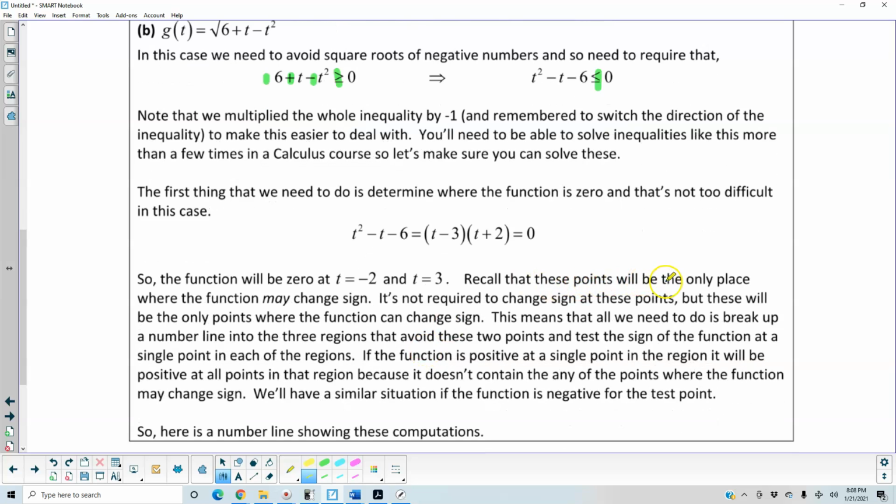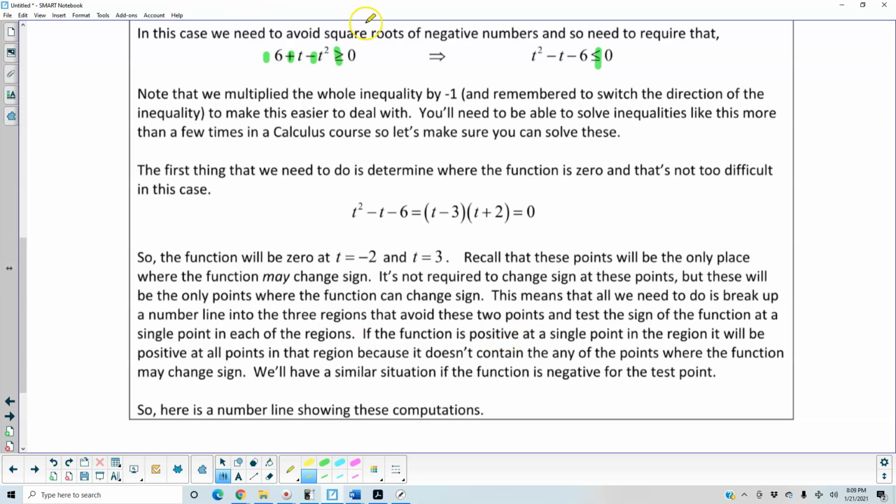Now, these points will be the only place where the function may change sign. It's not required to change sign at these points, but these will be the only points where the function can change sign. This means that all we need to do is break up a number line into the 3 regions that avoid these 2 points and test the sign of the function at a single point in each of the regions. If the function is positive at a single point in the region, it will be positive at all points in that region because it doesn't contain any of the points where the function may change sign.